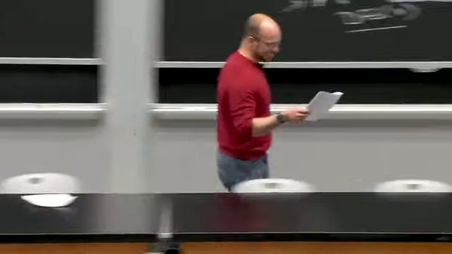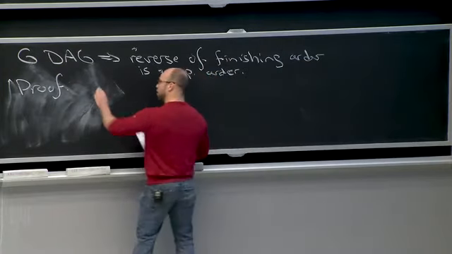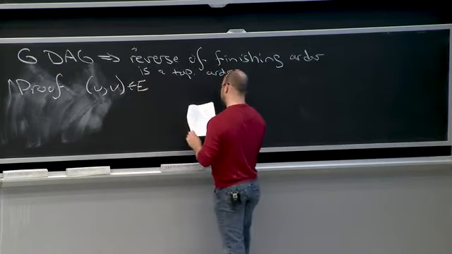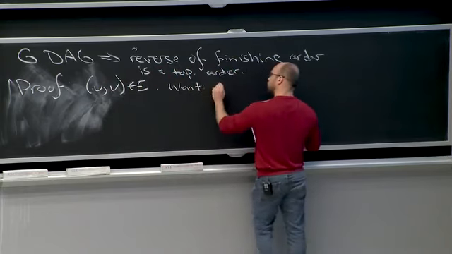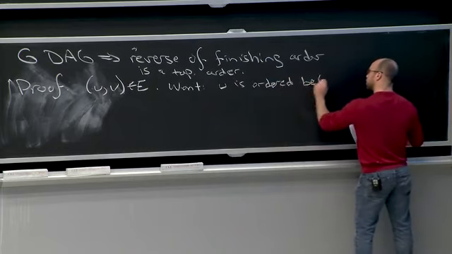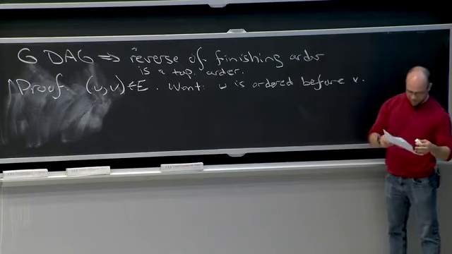Okay, so let's see here. We need to prove this thing. So what are we going to do? Well, what we need to check for a topological order is that if I look at any edge in my graph, it obeys the relationship that I have on the screen here. In particular, we're going to take the edge (u, v) inside of my set of edges, and then what I need is that u is ordered before v, using the reverse of the finishing order that we've defined here.